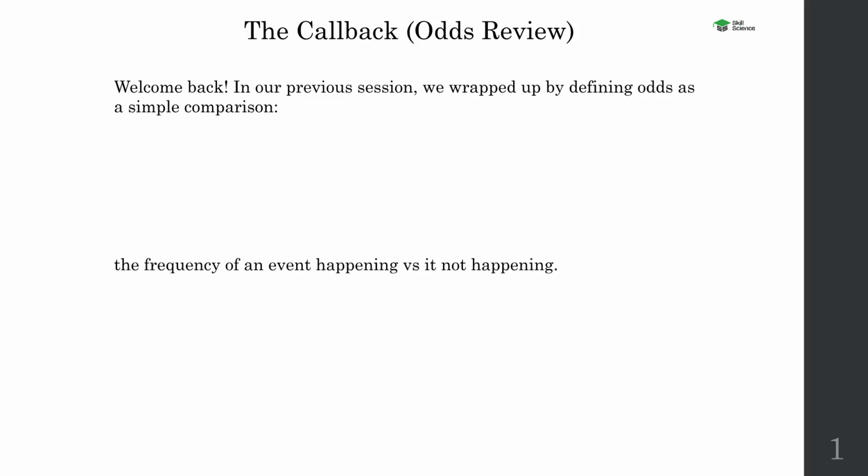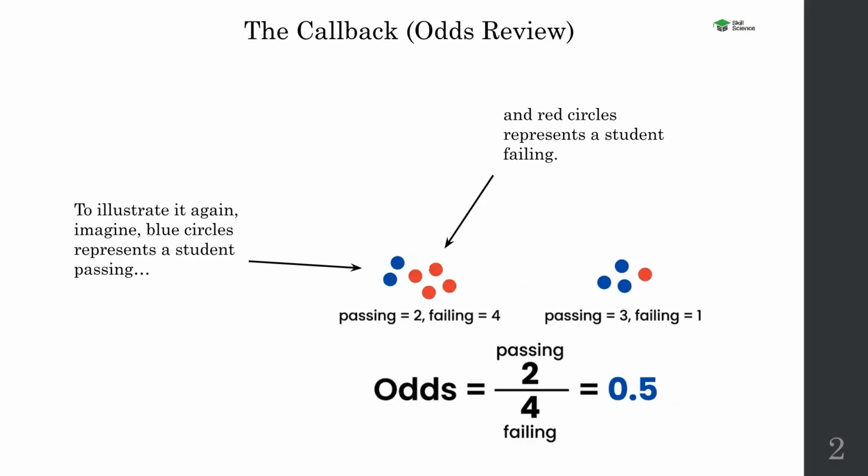Welcome back. In our previous session, we defined odds as a simple comparison, the frequency of an event happening versus it not happening. To illustrate, imagine blue circles represent a student passing and red circles represent a student failing. The odds are calculated by dividing the number of students passing by the number of students failing, such as 2 divided by 4, which is 0.5.